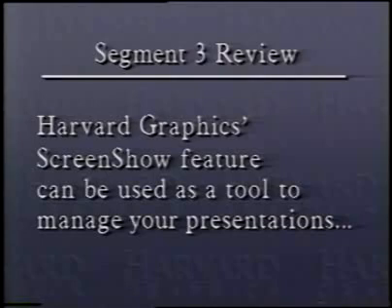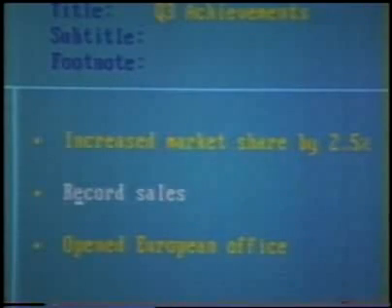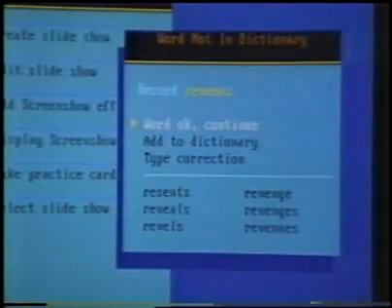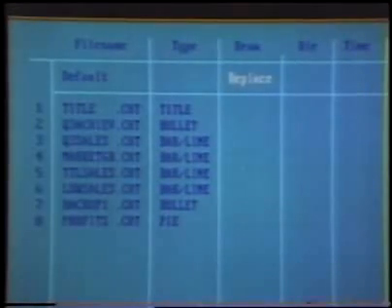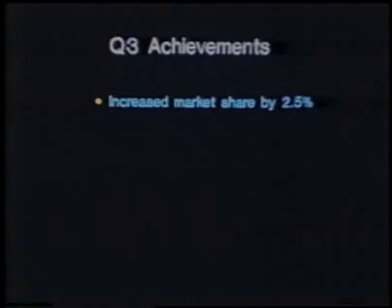That completes segment 3 of our program. In this segment, we learned how Harvard Graphics Screen Show feature can be used as a tool to manage your presentations, how to use Control-E to edit charts while in the screen show mode, how to use the F4 spell check feature, and how to start a preview in the middle of a show using the effects screen. To reorder charts, use the Control key and the up or down arrows. Create build charts to help focus your viewers' attention on specific points. When adding artwork, remember to use the Shift key while sizing and positioning to maintain proportions.